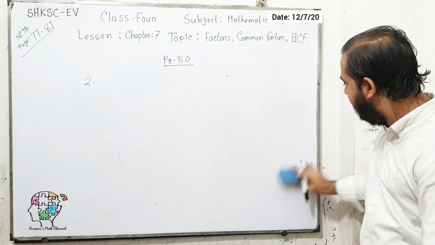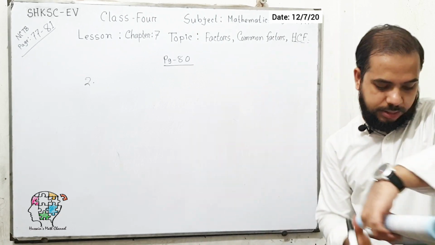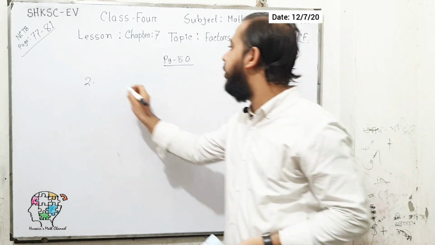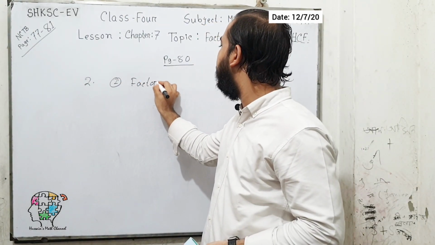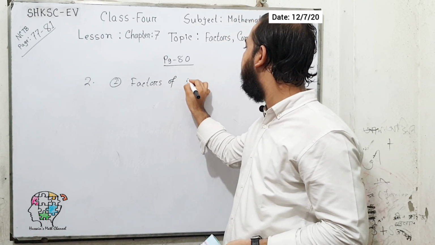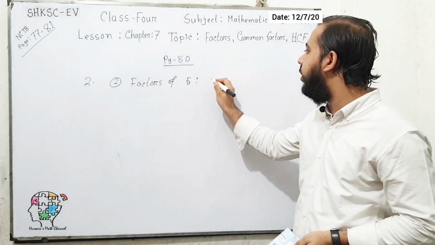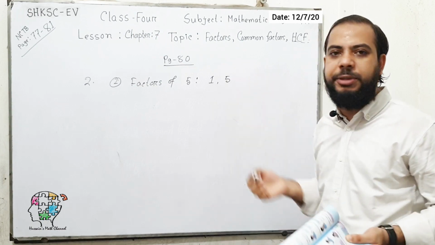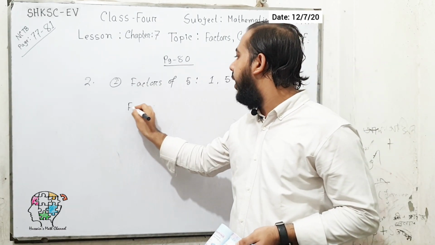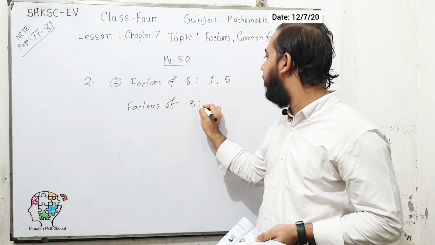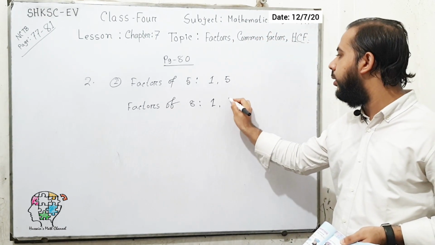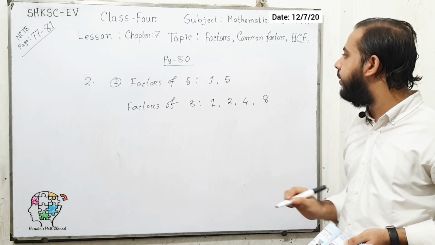Now we do question number 2. Factors of 5. You know, factors of 5 are only 1 and 5. No other number can divide it. And factors of 8 will be 1, 2, 4, 8.